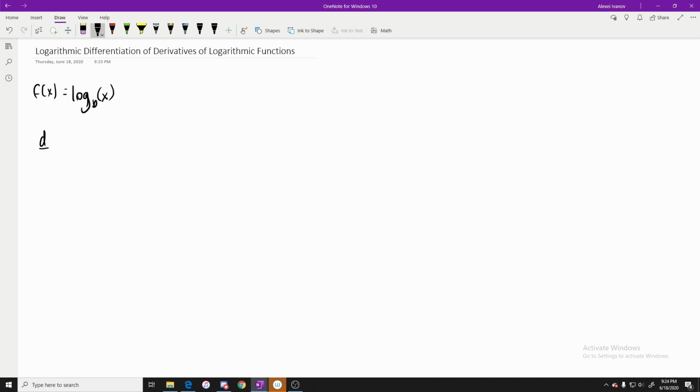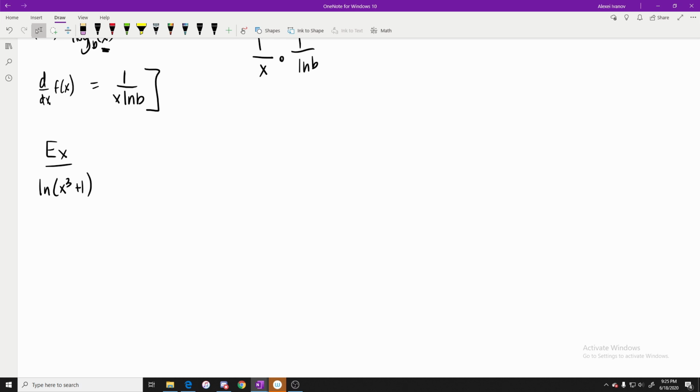If we're asked to find the derivative of this function right here, the derivative of a logarithm just basically follows a formula. So the formula goes like this: 1 over x and then ln b. So what we're going to do is take this x value, and essentially take the reciprocal of it, 1 over x, and then multiply by the reciprocal of the ln of the base. And that's why these two kind of get combined like that.